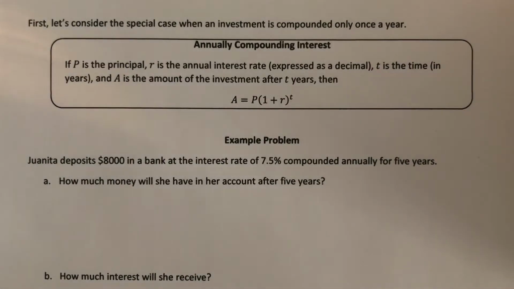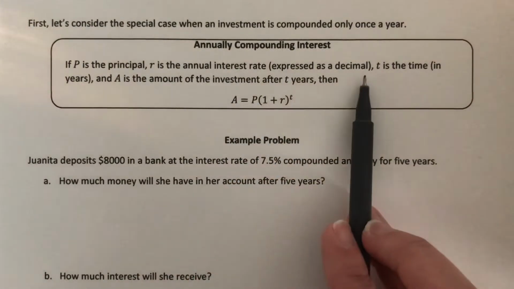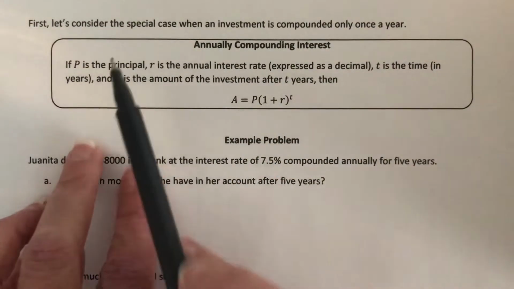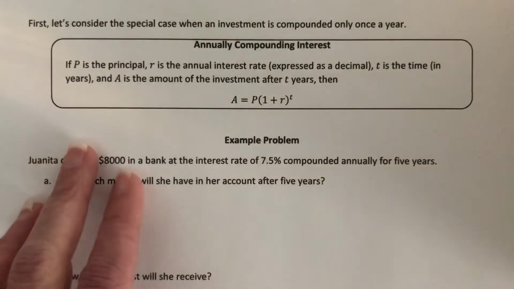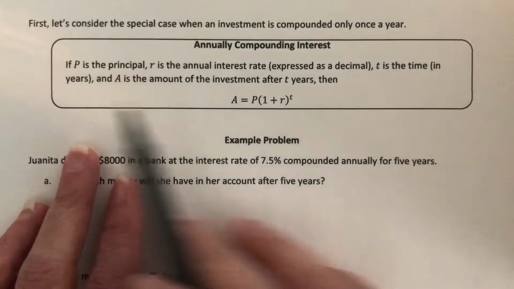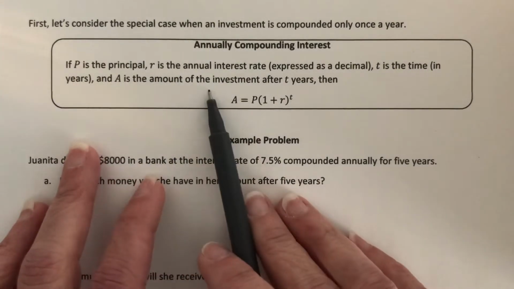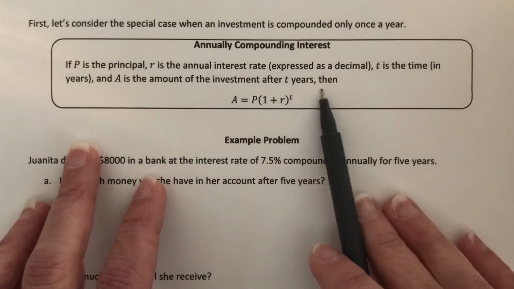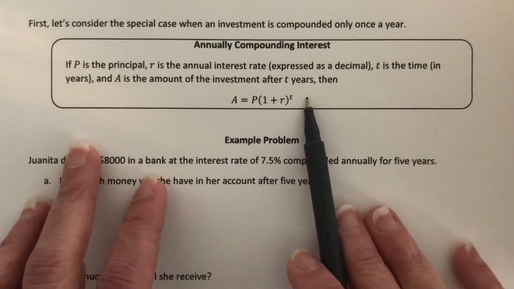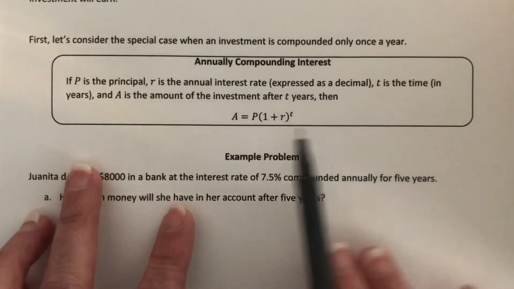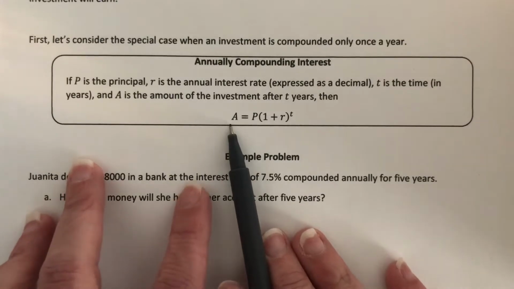This is part 3 of section 3.1, and we're going to talk about annually compounding interest. So here, if P is the principal, R is the annual interest rate as a decimal, T is time in years, A is the amount of the investment after T years. So this isn't just going to give me the interest like the simple interest formula did. This is going to give me the total amount at the end.